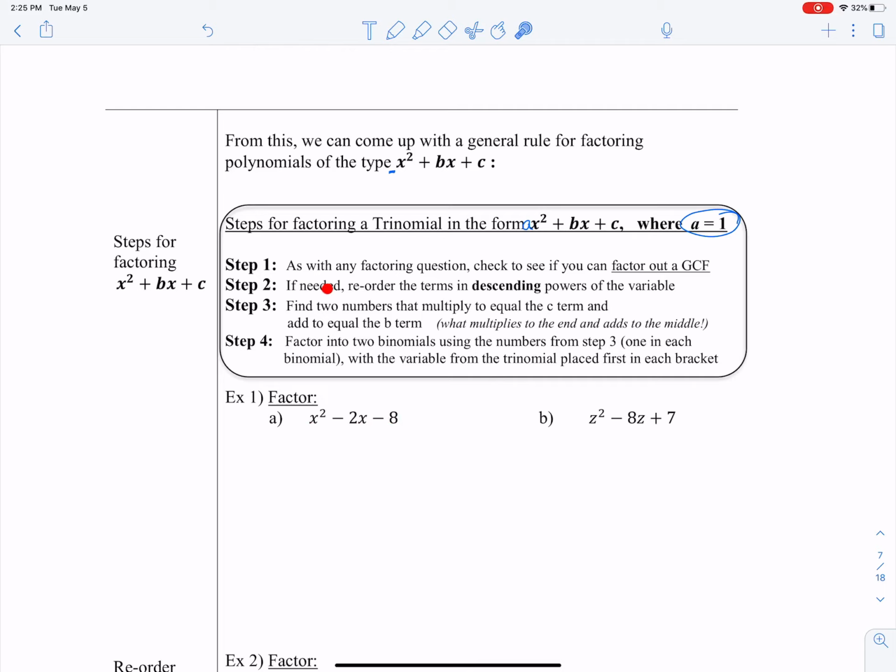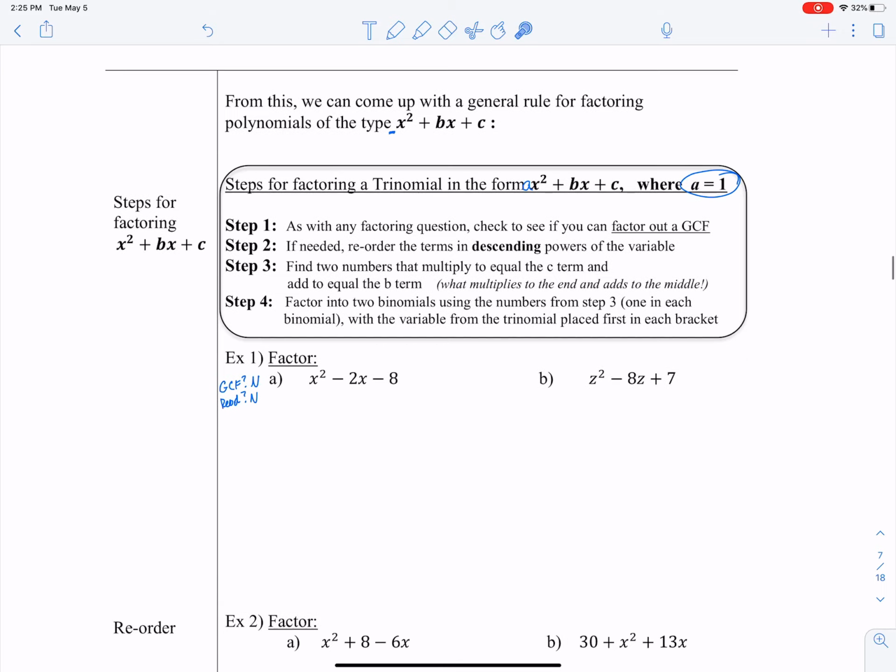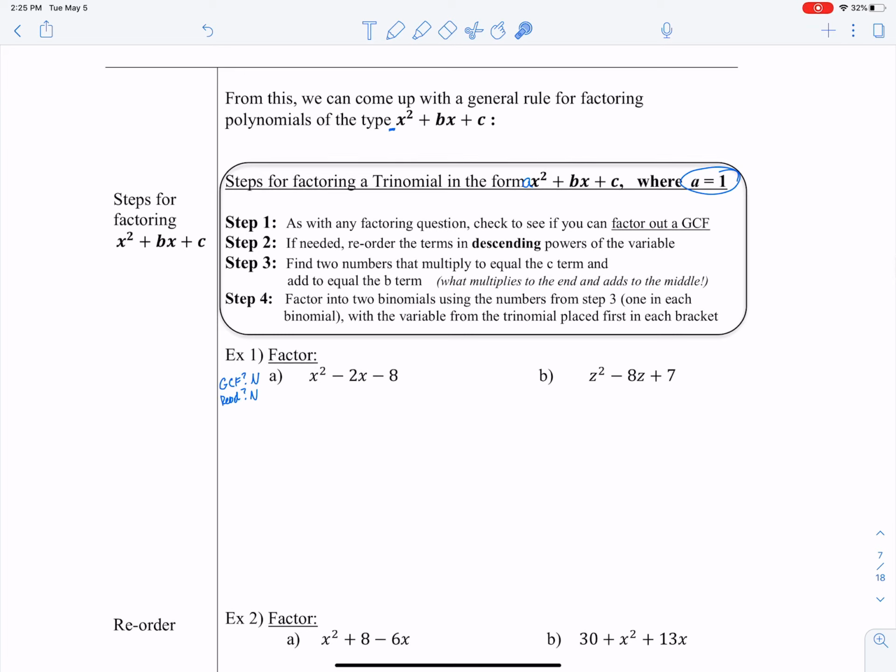So the next thing we need to do is reorder. So let me write that here. Greatest common factor. No, there is not one. Next, we need to reorder in descending power of the variables. So here we have x to the 2, x to the 1, and then nothing. So this is in the correct order. So we don't need to do anything. Reorder. No. Okay. All right, so those are our checks that we need to do to start.